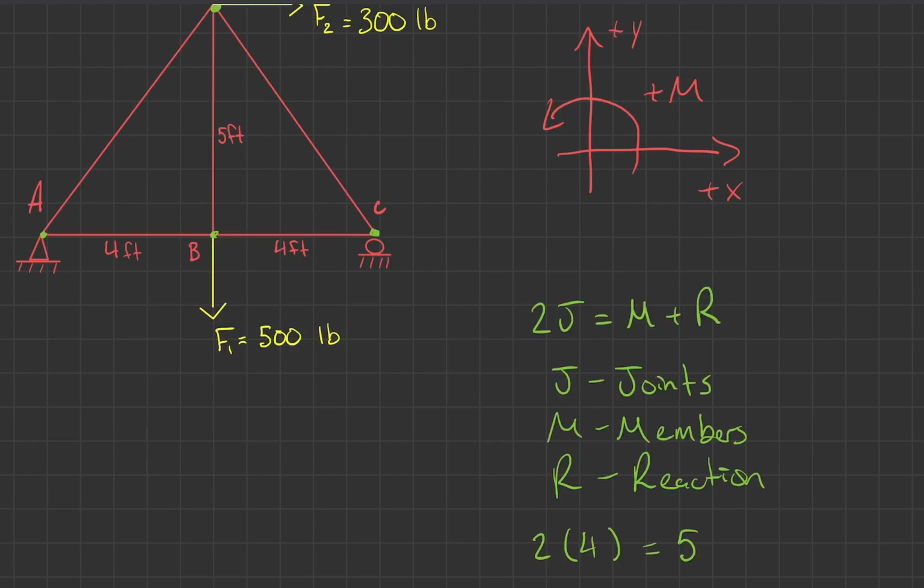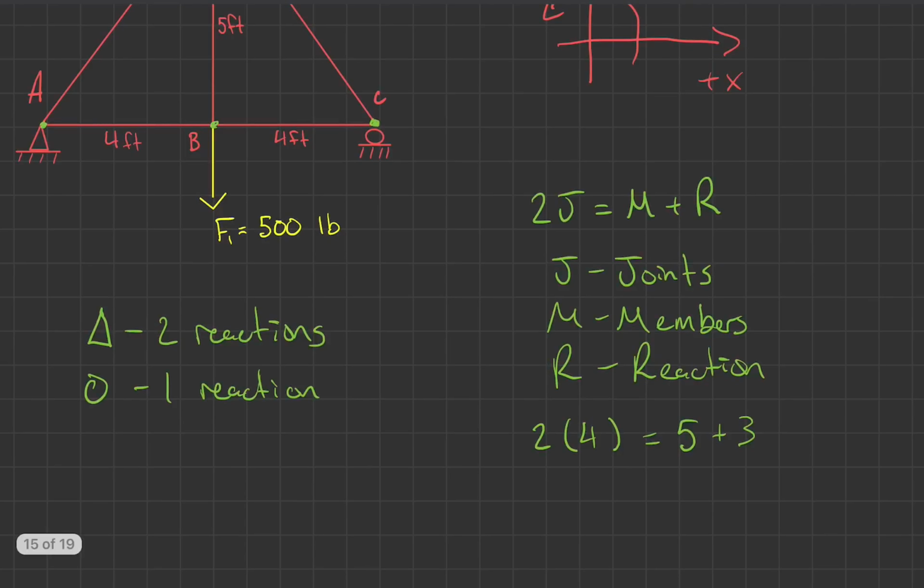And reaction forces, remember our pin joint here gives 2 reactions, and a roller joint gives 1 reaction. So it looks like we're left with 3 total reactions. So 2 times 4 is 8, and 5 plus 3 is 8. So 8 does in fact equal 8. So this guy is going to be statically determinate.